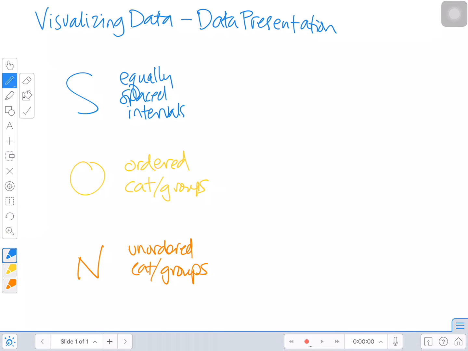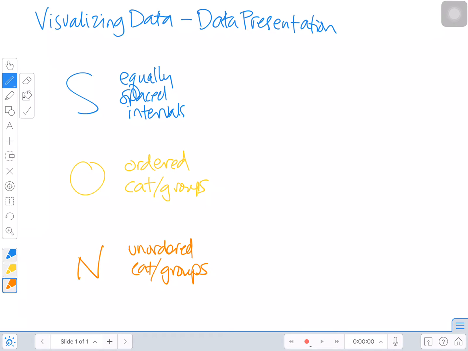So if we have a variable and it has at least two categories, we can say it's nominal. If those categories are in a specific order, then we would call it ordinal. And if those ordered categories are equally spaced, then we call it scale. And so it just becomes more and more specific as we go up.